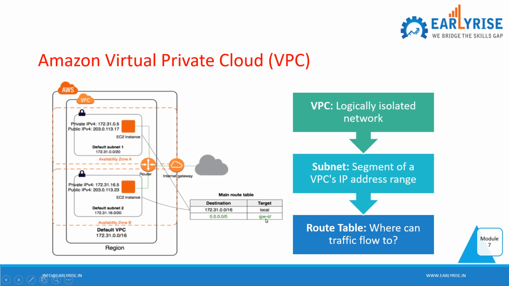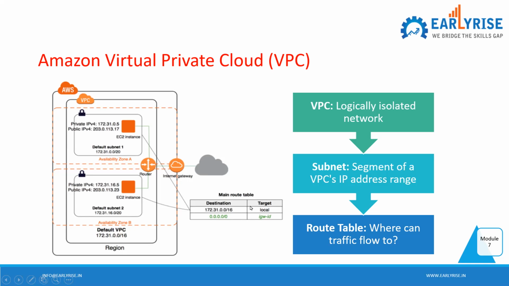How to send the traffic? Through which interface? Through which gateway? Through which connection? Through which gateway should it go? Through this local route or through this IGW? This is the internet gateway, right? Through the internet gateway, it will go to the internet, it will go anywhere. That is mentioned here.